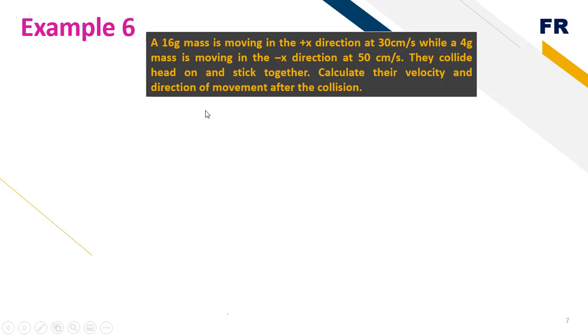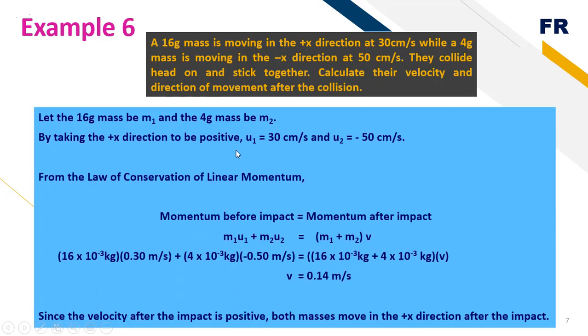Now we go to an example of inelastic collision. A 16-gram mass is moving in the positive x direction at 30 cm per second, while a 4-gram mass is moving in the negative x direction at 50 centimeters per second. They collide head-on and stick together. Calculate their velocity and direction of movement after the collision.